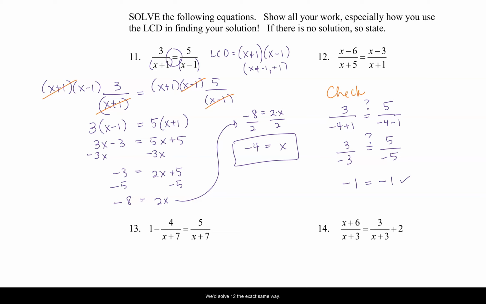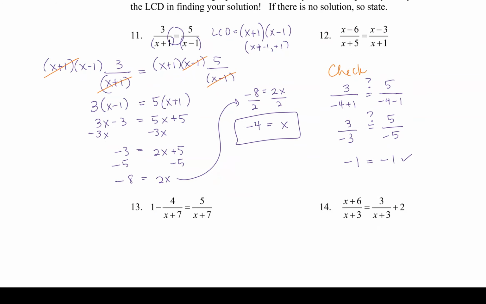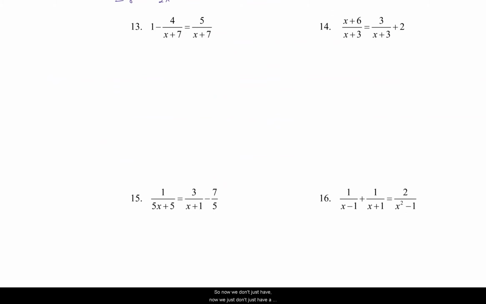We'd solve 12 the exact same way. Try it on your own. See if you can come up with the correct answer. And again, you can check your work in the OneNote. Let's get a little more complicated with number 13. So now we don't just have a fraction and a fraction. We've got another term here that we have to make sure we consider. We can't leave them out with whatever we do.